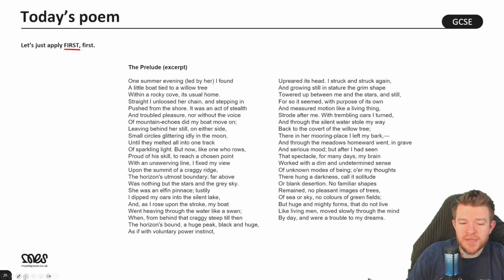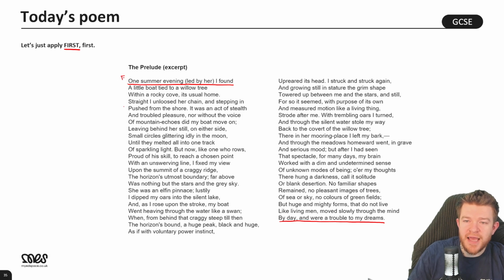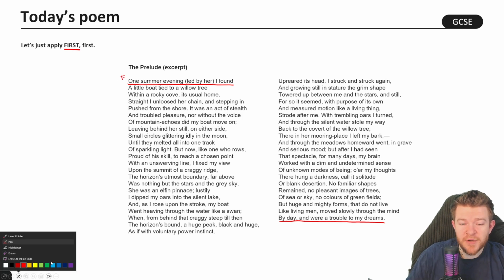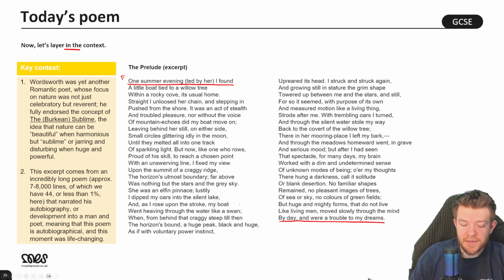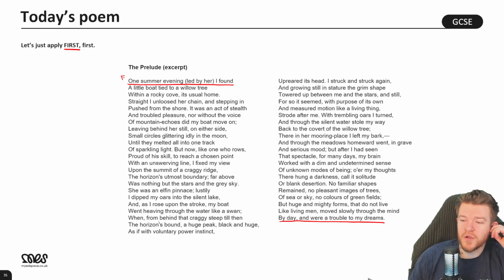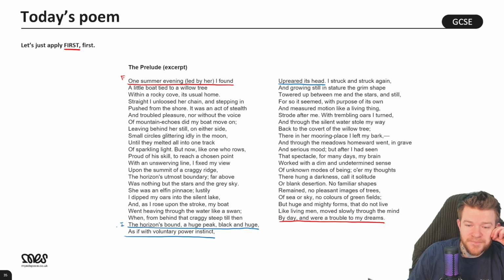Okay, so our first and last line, we have "one summer evening, led by her, I found", and "by day, and were a trouble to my dreams." So there is my F, I'm just going to label it F. Then I'm going to look for a piece of imagery, and the imagery can literally come from anywhere. Sometimes what I like to do is identify what looks like the longest line in a poem and go, ooh, is that going to be interesting? "The horizon's bound, a huge peak, black and huge, as if with voluntary power instinct." Yeah, that's a really good one, and I might just finish the sentence that it comes from. Okay, so there's going to be my imagery.